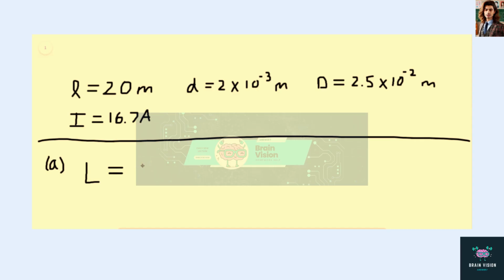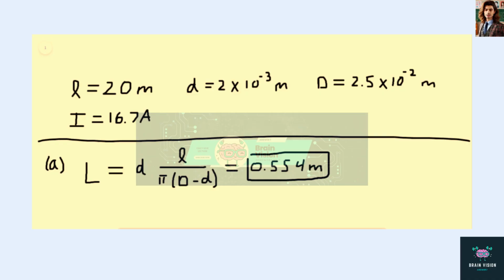What is the length of the solenoid using this information? To find the length of the solenoid for part A, we simply use the equation that says the length of the solenoid, big L, is equal to the diameter of the copper wire, little d, times the length of the copper wire, little l, divided by pi times the difference between the diameter of the solenoid, big D, minus the diameter of the copper wire, little d. Plugging those values into this equation, we find that the length of the solenoid is 0.554 meters. And we can box that in as our solution for part A.